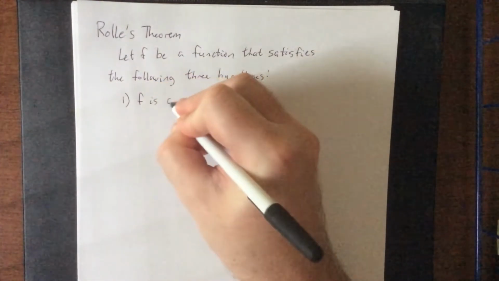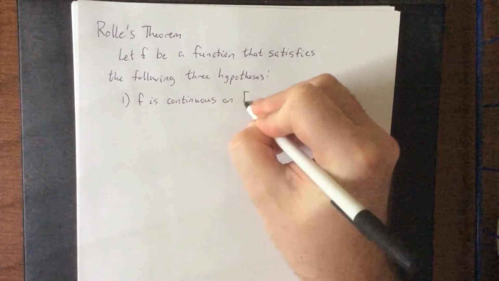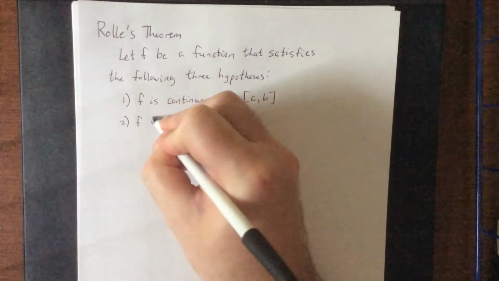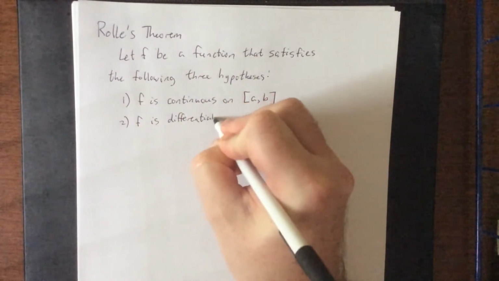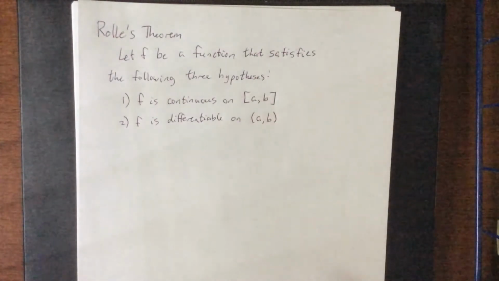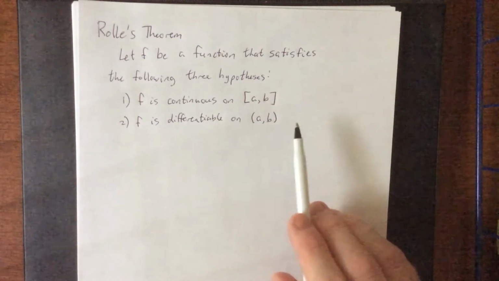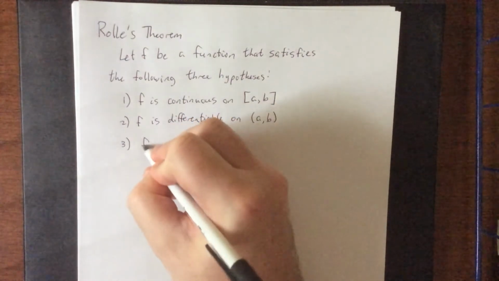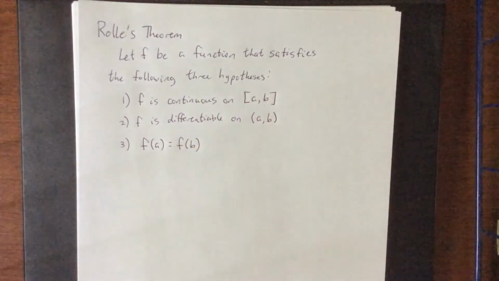F is continuous on the closed interval from a to b. Second one, f is differentiable on the open interval from a to b. The fact that continuous is a closed interval and differentiable is an open interval is significant, and we'll talk about that during our examples. Additionally, I want the corresponding y values for the two endpoints to be equal to each other.